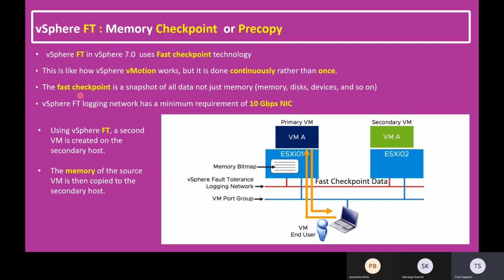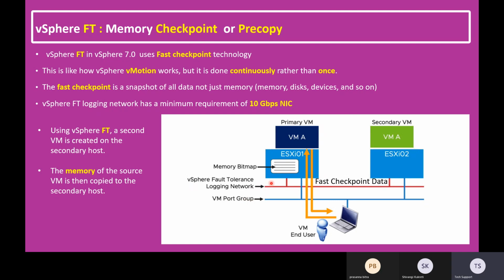Okay, and the fast checkpoint is a snapshot of all data, not just memory. All data means it will include memory, disk data, and device information, that means virtual devices, and so on. So even if you see in this diagram, our ESX1 is running VMA, the primary VM. The secondary copy is also the same as VMA. But how it copies the data is using the fast checkpoint technology, and it uses the vSphere FT logging network. This is within our VMkernel port group.